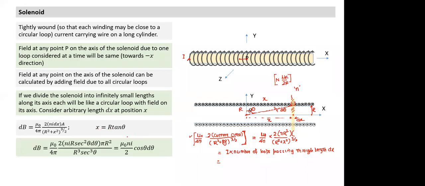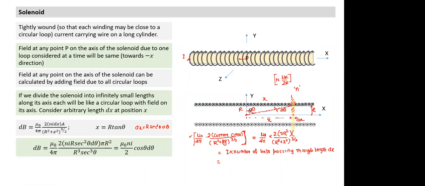So can we evaluate this term easily? This is the term we get here. With x equal to r tan theta, dx is equal to r sec square theta d theta. We substitute all these terms. Mu naught by 4 pi is the same, 2, N is the same, I is the same. In place of dx, what is substituted? Secant square theta d theta. Area is substituted as pi r square. In the denominator, what does this term evaluate to?